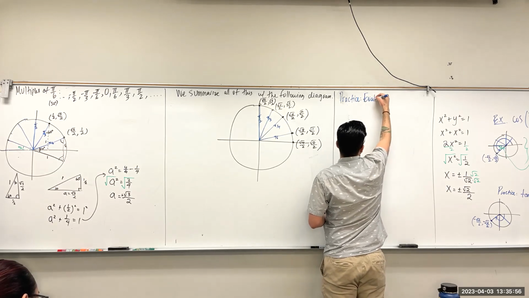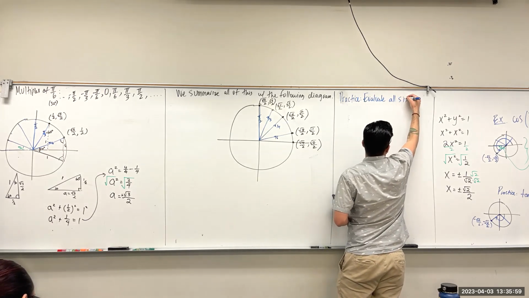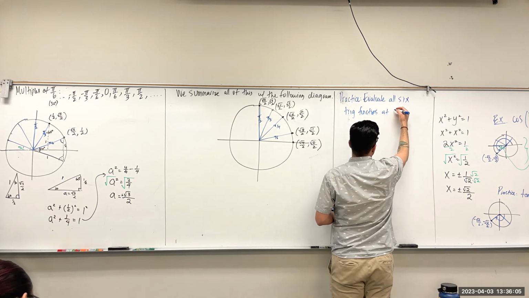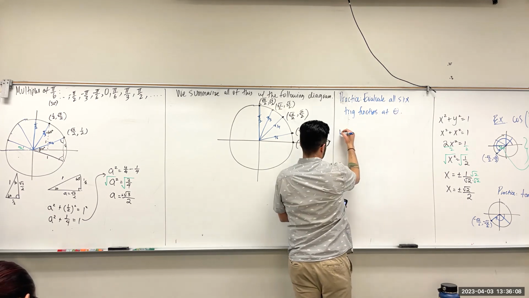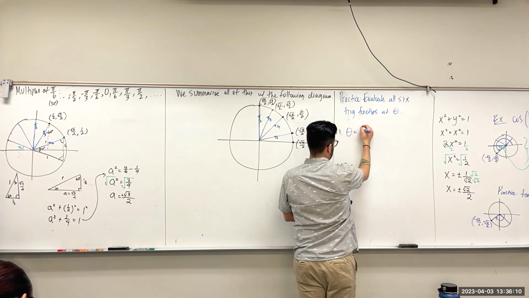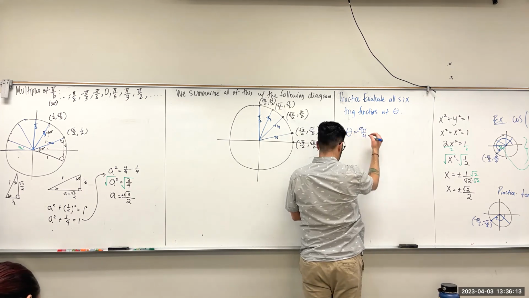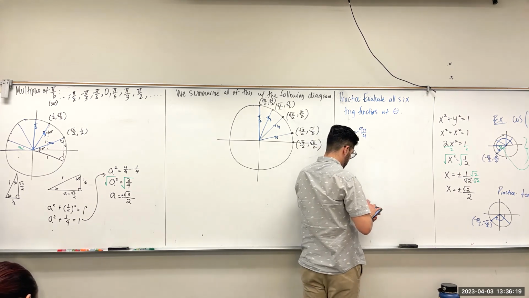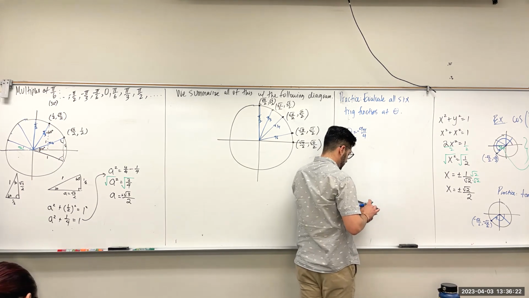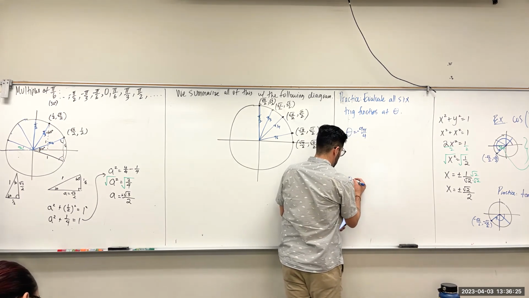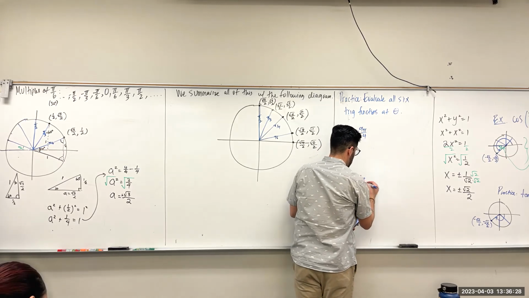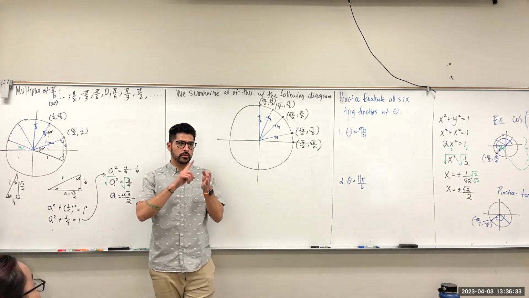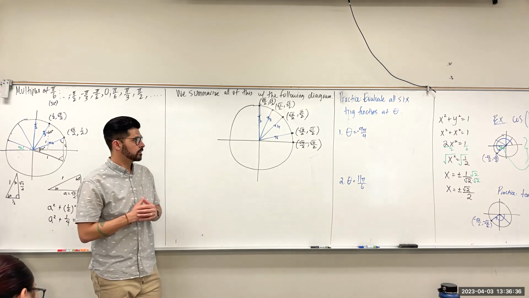Let's see, so for your practice. Some of you might be faster than others, so help your classmates out. Evaluate all 6 trig functions at theta. Do it where theta will be -9 pi/4, and then theta will equal 11 pi/6. So all 6 of them: sine, cosine, tangent, secant, cosecant, cotangent.